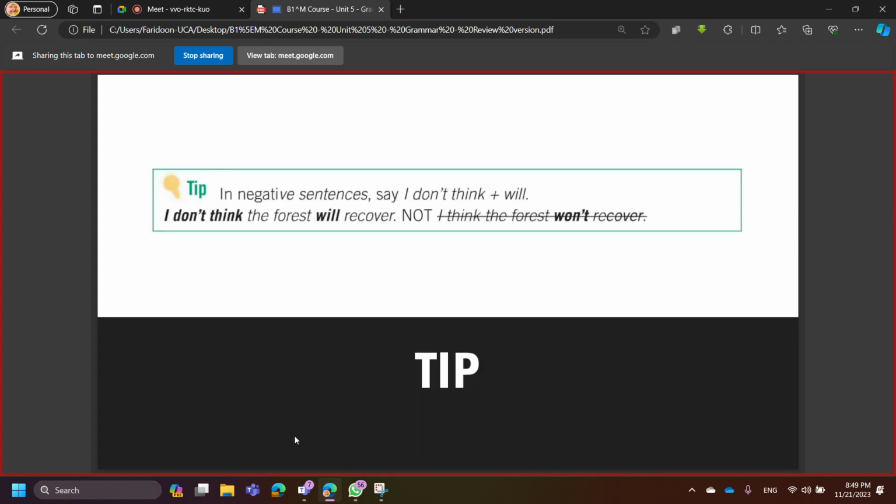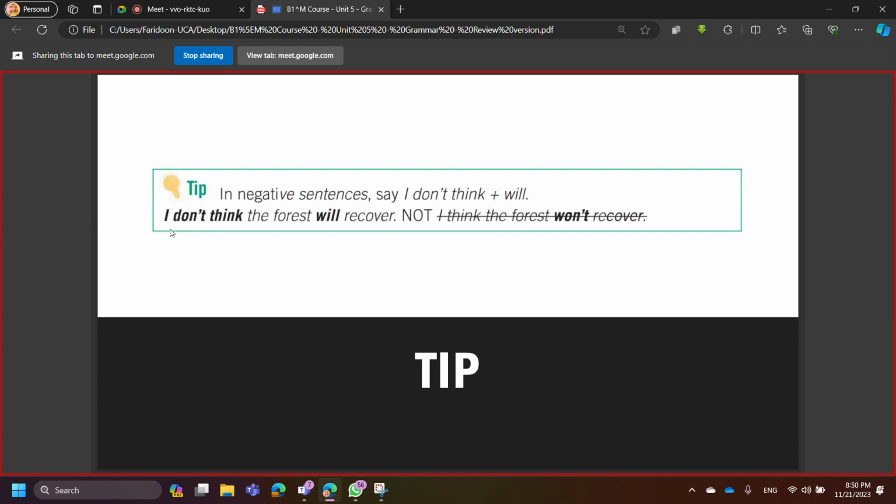Okay. Small tip. In negative sentences, say I don't think plus will, which is much better. Don't say I think plus will not. That is not really good. It's a common mistake. Of course, it has its meaning, but many people using it don't know they're using it in that way, because they actually want to say this one.